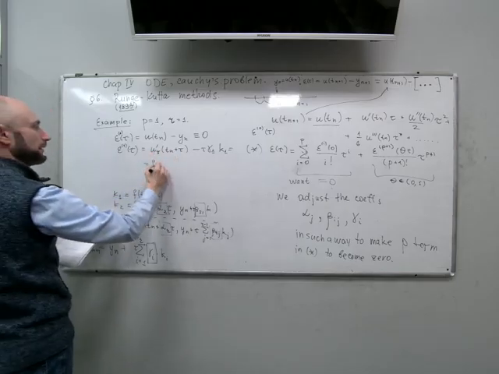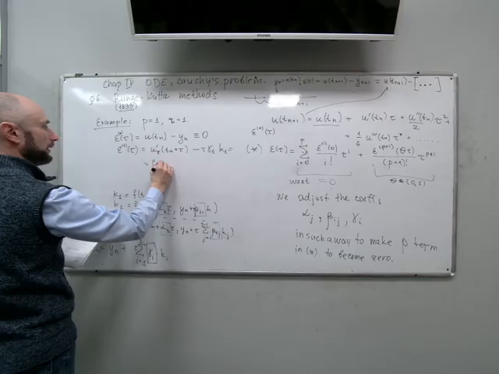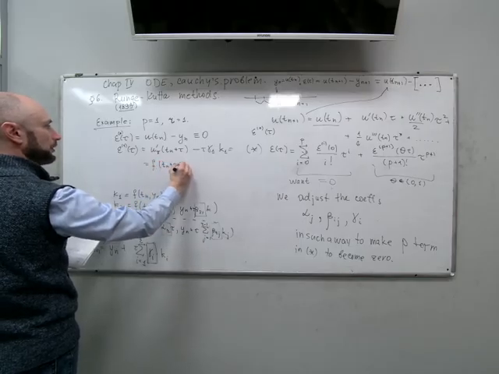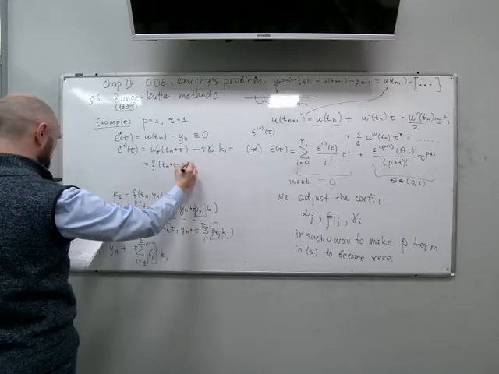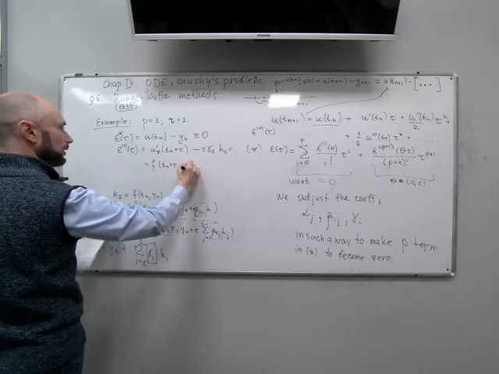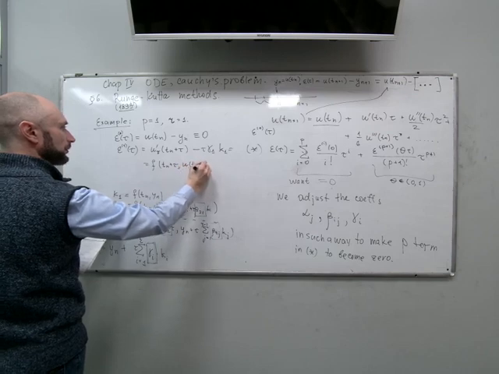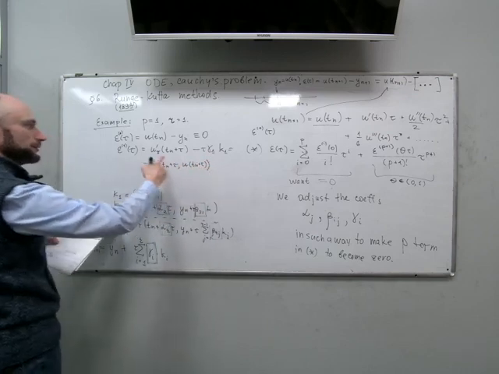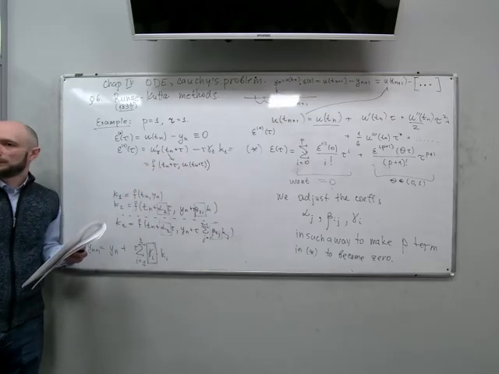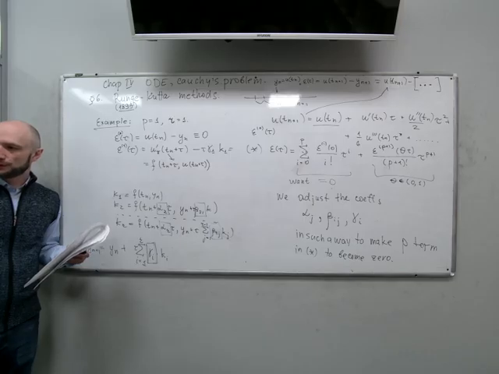Here we have f of t n plus tau, u of t n plus tau. Do you agree? From the original ordinary differential equation.